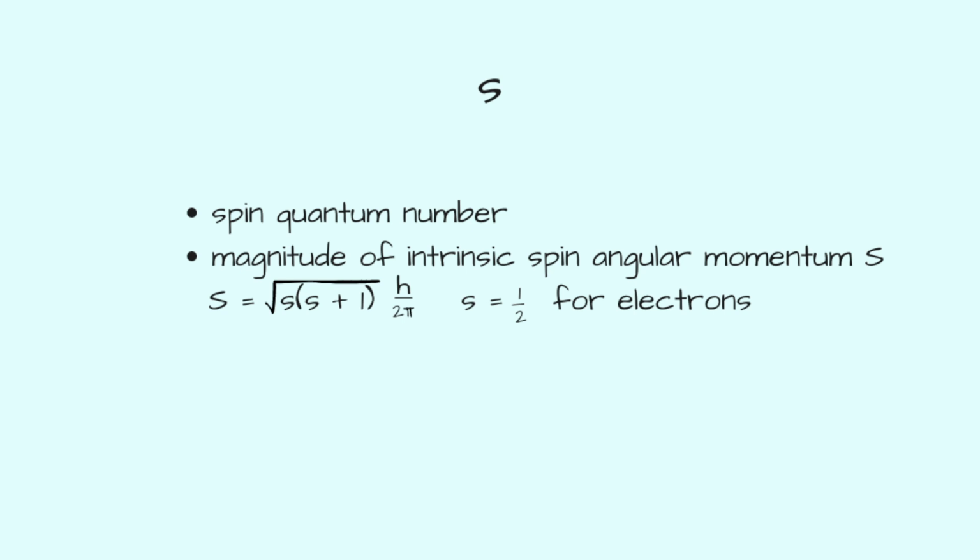Next is the quantum spin number little s. The magnitude of intrinsic spin angular momentum capital S is the square root of spin quantum number s times spin quantum number s plus 1. Take that and multiply by h divided by 2 pi. Quantum number little s is 1/2 for electrons, and so this number is usually not included when specifying the state of the electron.